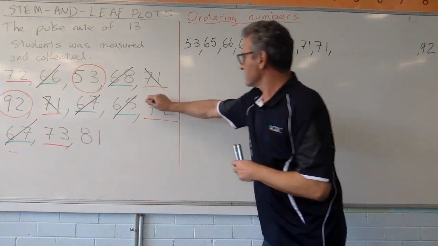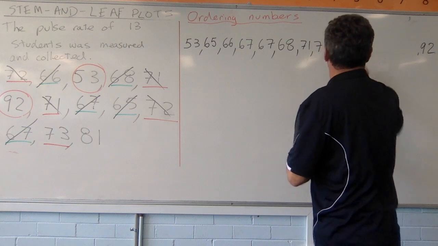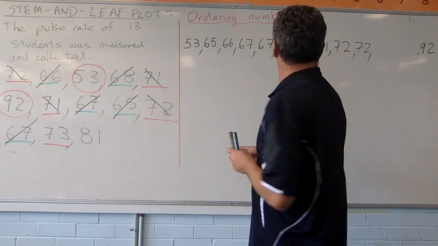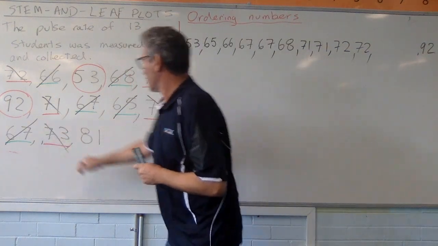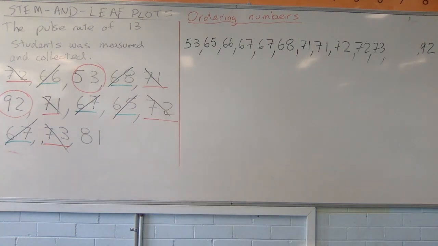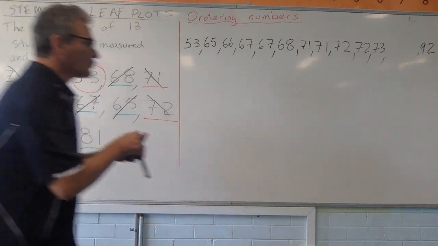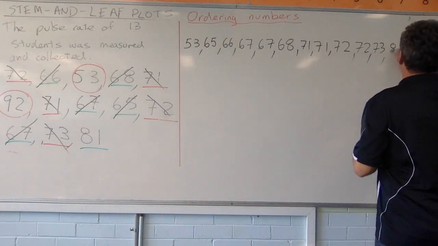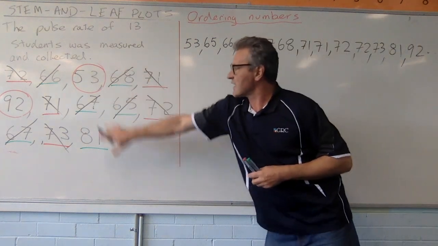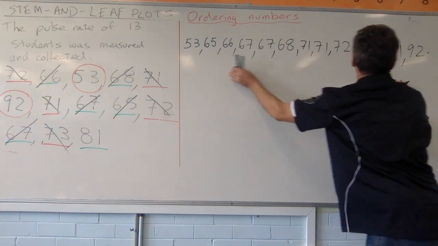Now, what's the next 70? Oh, it looks like two 72s. Popular number. 72, 72. Any more 70s? Yep, 73. Now, the next number I've got, the only one left, is an 80 number. So I'll put 81 here. Then I'll write that neatly, 92. So what I've done now is all this data, I've got the smallest and biggest, and I've gone through all the numbers and written them out in order.